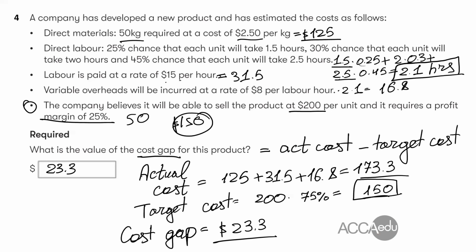If labor is paid at $15 per hour, 2.1 hours is going to cost $31.5. Variable overheads are $8 per labor hour, so 2.1 hours multiplied by 8 is going to be $16.8. When we add up all three cost figures, our actual cost is going to be $173.3, which is $23.3 above our target cost. And this comprises the cost gap. So we need to decrease the cost by $23.3 in order to achieve the target profit.